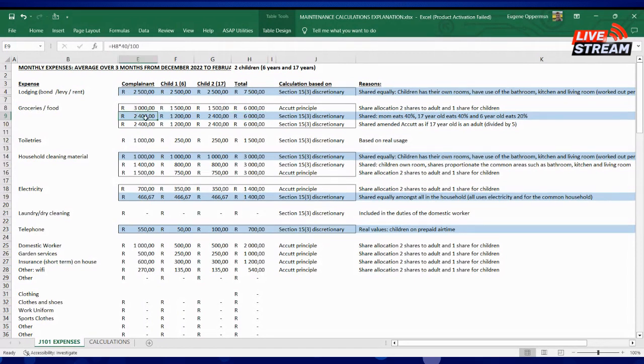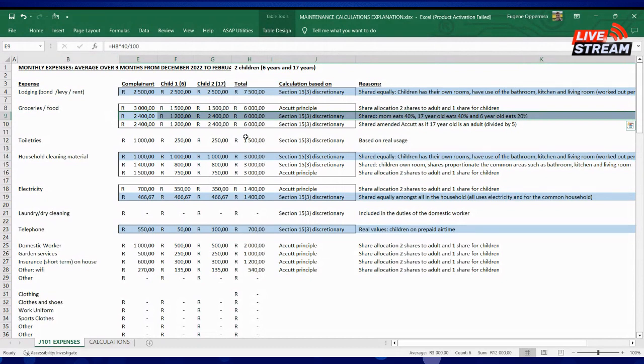There you can see 40% of the 6,000 Rand amounts to 2,400 Rand. The 6-year-old, who only eats 20%, amounts to 1,200 Rand. And then the child of 17 years old would also eat 2,400 Rand. So that is the discretion, the portion. If you compare that to the Akut principle, it shows quite a different story. If you were to use the Akut principle of allocating this, the blanket one share, two shares, it would actually mean that you get out less.